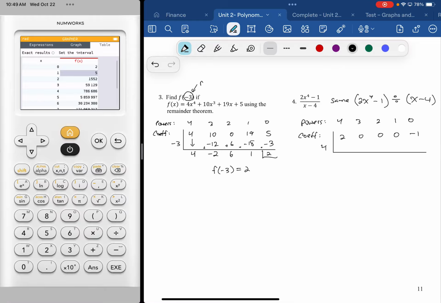Four goes on the outside, right? Because it's x minus r. So the r value had to be positive. Most people, it's just flip the sign of whatever's in the parentheses, right? So negative becomes positive. If it was +4, it would be negative. Yep.